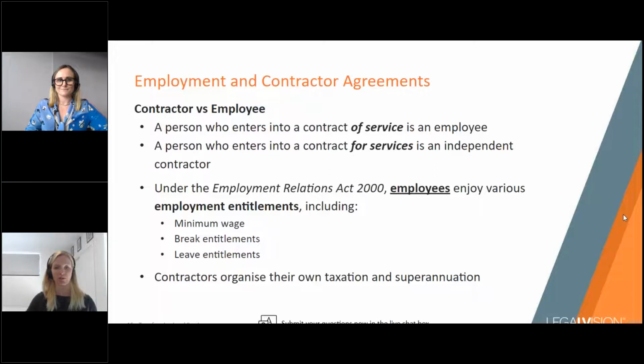So, key differences between employees and contractors. Under the Employment Relations Act, employees have various employment entitlements. For example, they must be paid a minimum wage, there are break entitlements, and there are statutory leave entitlements. You are also mostly responsible for returning PAYE to the IRD in respect of that employee, whereas contractors will organise their own taxation and superannuation.